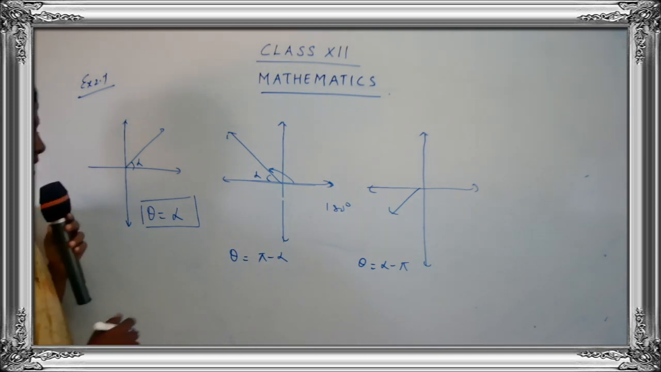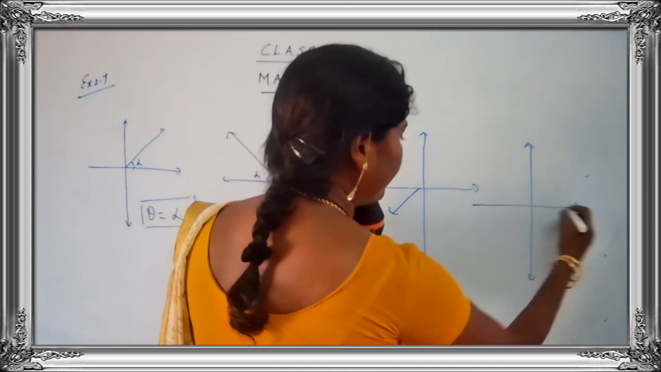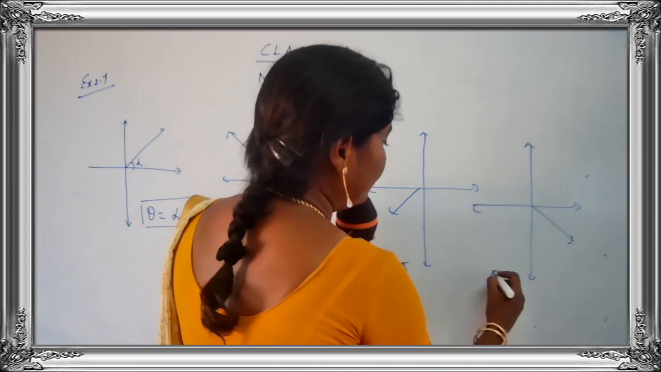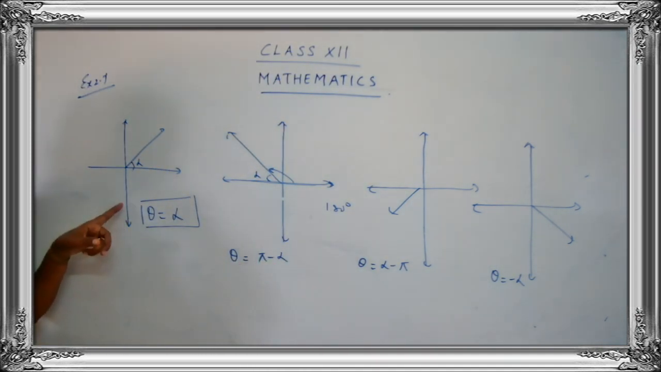And the last case, if the complex number is lying on the fourth quadrant, the value for theta is taken as minus alpha. So for the first quadrant, theta is taken as alpha, for the second quadrant, theta is taken as pi minus alpha, for the third quadrant, theta is taken as alpha minus pi, and for the fourth quadrant, theta is taken as minus alpha. So you have to remember these properties, and we will be using these properties for our sums.